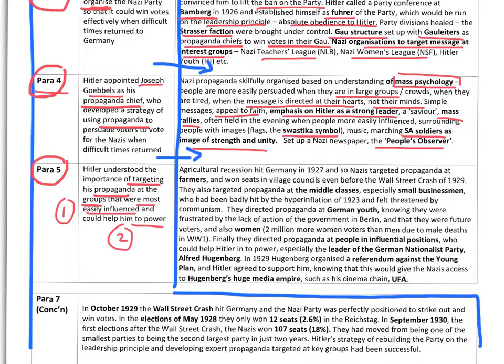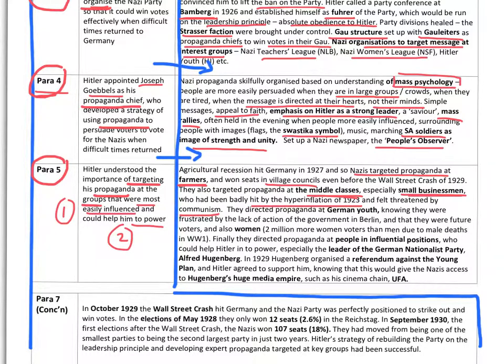An agricultural recession hit Germany in 1927, so the Nazis targeted propaganda at farmers. And so even before the Wall Street crash, they were getting a lot of influence in village elections in the countryside. They also targeted propaganda at middle classes, particularly small businessmen like small shopkeepers, merchants, craftsmen, the lower middle classes as we call them, because they'd been badly hit by the 1923 inflation and felt particularly threatened by communism.